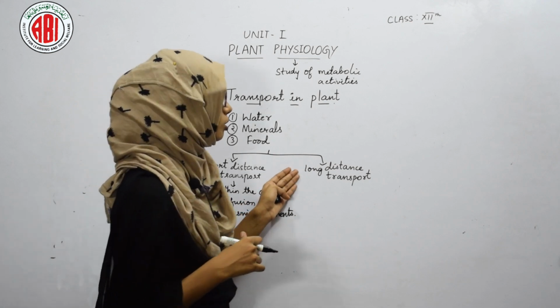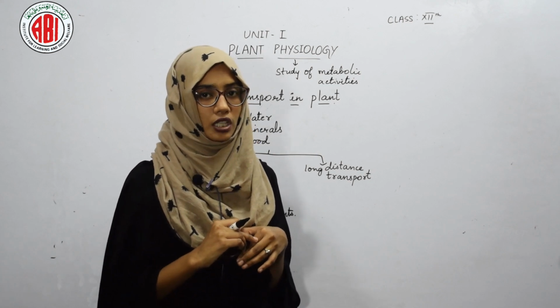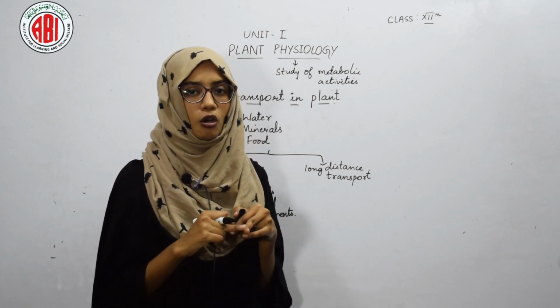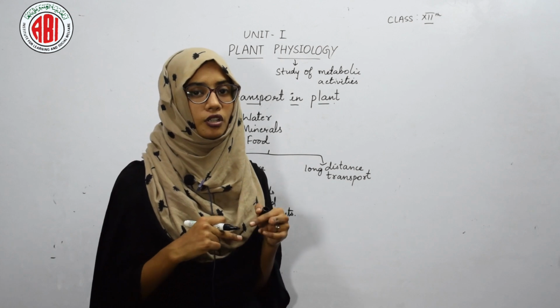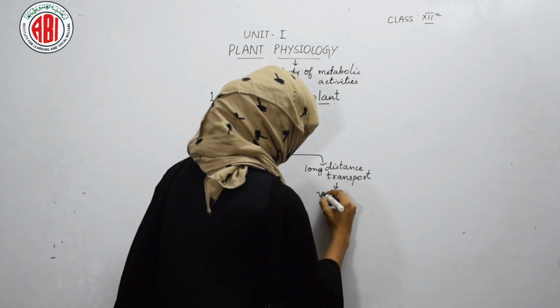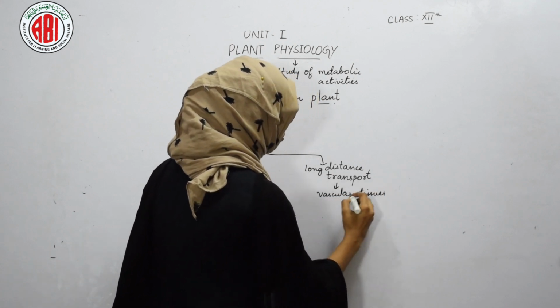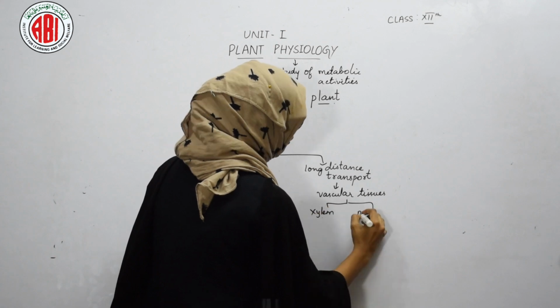When we talk about long distance transport, you can see that in big or huge trees, the water which is absorbed by the root hairs needs to be transported till the top of the tree. For this type of transport, some vascular tissues are present in the plant body, and these vascular tissues are of two types. They are xylem and phloem.